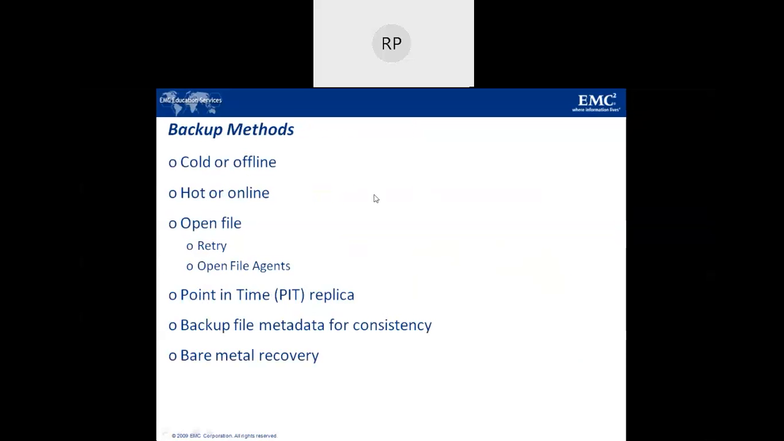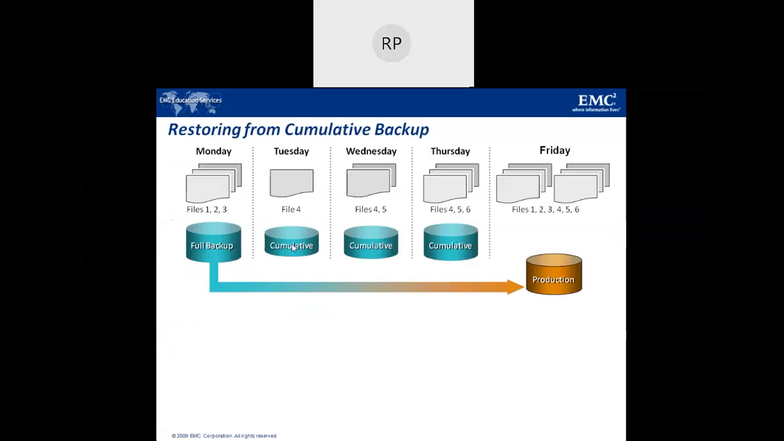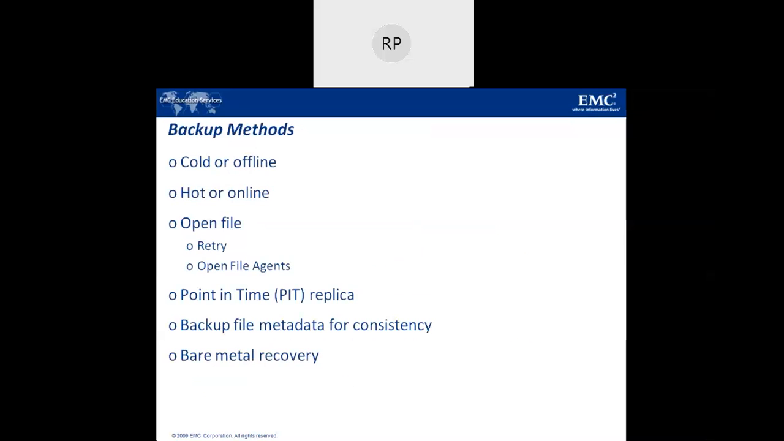Okay, in last class, we have seen about different ways of taking backup, that is full backup, and then cumulative backup and incremental backup. And we have also seen how to restore from cumulative backup as well as incremental backup. Now, today we are going to discuss the different backup methods which can be used to take a backup.